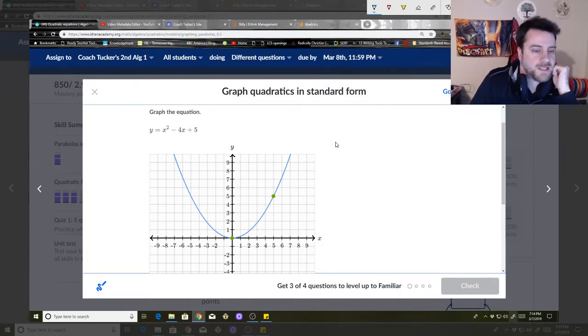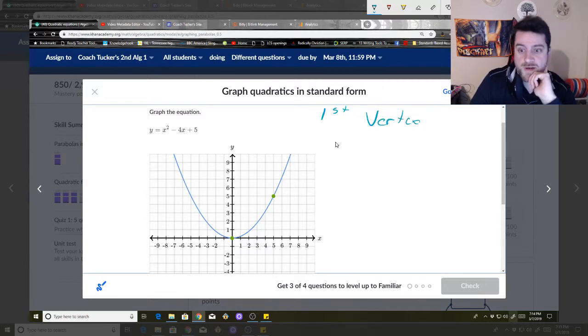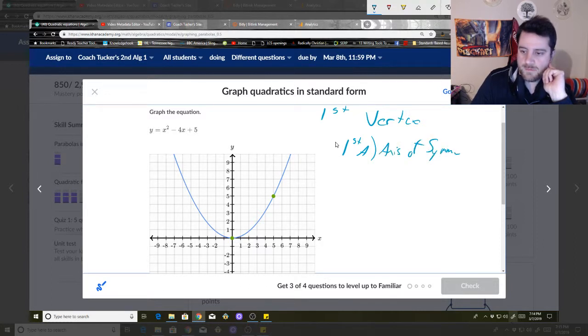I think the best way to graph these is to first find the vertex. There are two steps involved in finding the vertex. First A is you need to use the axis of symmetry. So what do I mean by that? X equals negative b over 2a. That's what we're going to use.